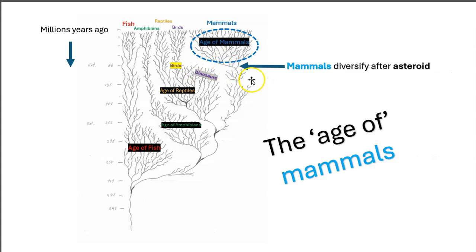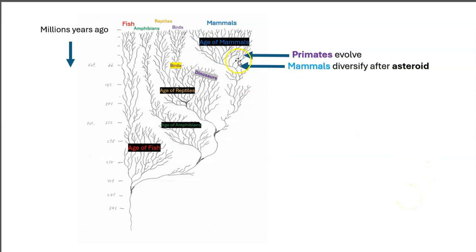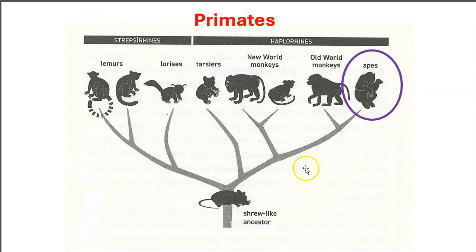So it's after the asteroid impact that we start to see the branching of the mammal part of the tree. We get mammal diversification, lots of new mammals evolving. We could call this the age of mammals. One of those mammal branches was the primate branch. And here we see the primates. These are the different groups of primates today.